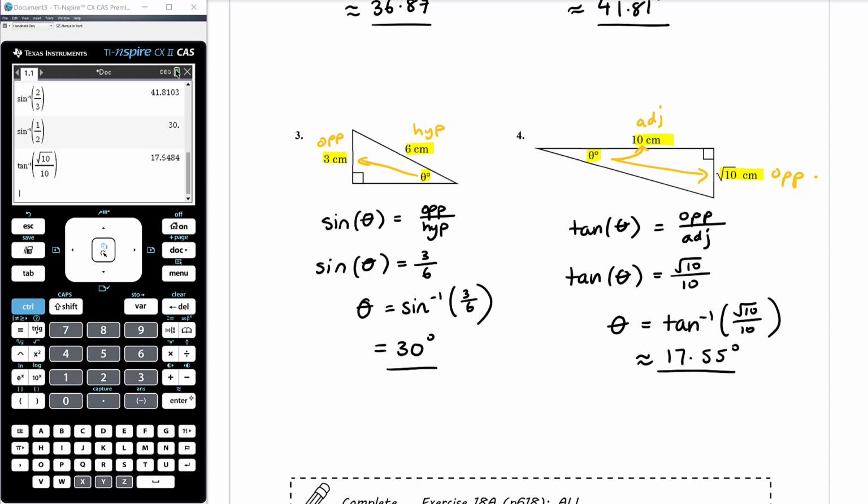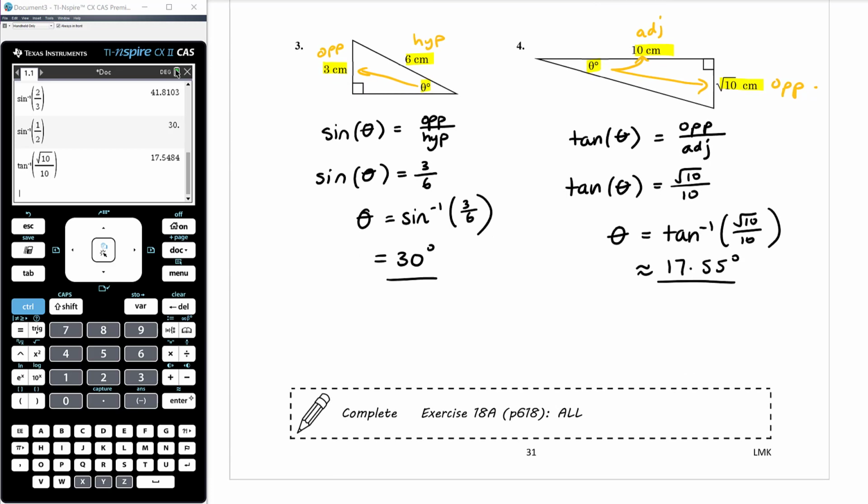Obviously 30 degrees is exact, we don't need to write 0.00, if it's exact we can just give the exact value. Okay, so a bit of practice of SOHCAHTOA, that is trigonometry in right angled triangles, in exercise 18A.